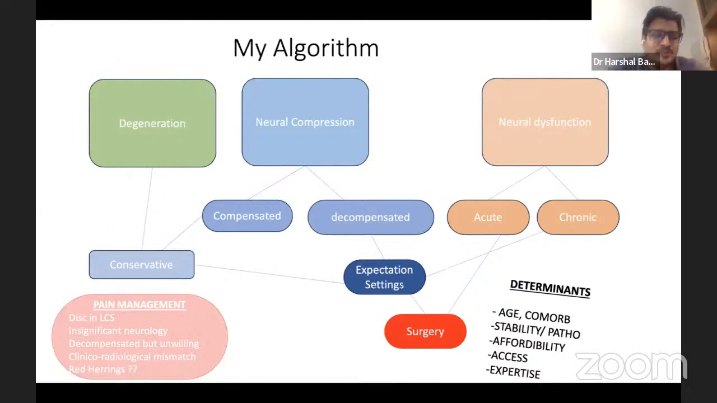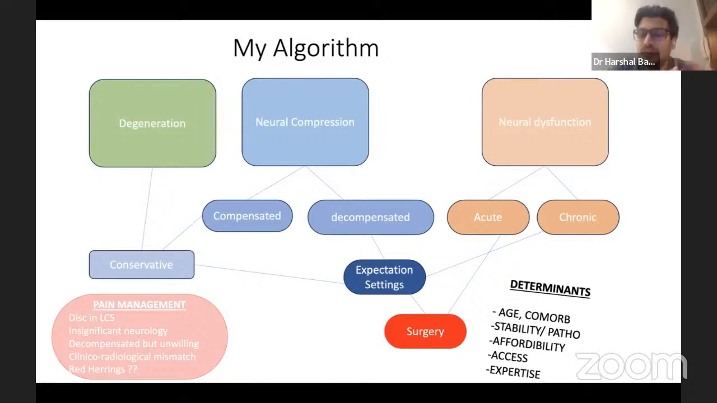In degenerative cases, I typically conserve when there's no major neural compression but the patient is symptomatic. When there's neural compression and the patient is compensated, I will conserve. When decompensated, I will talk to him and find his expectations. If I'm able to fulfill them, I'll offer him surgery. If not, I'll conserve him, and that is where sometimes pain management comes in. When there's an acute neural dysfunction, I might offer surgery. If it is chronic, again the same principle: expectation setting, conservative versus surgical treatment.